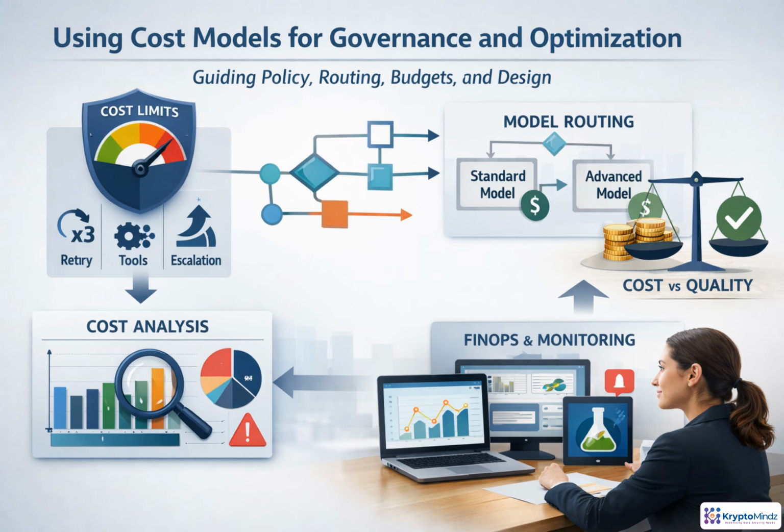Cost models become valuable when they inform operating decisions. Start with guardrails, retry limits, tool call limits, routing rules, and escalation thresholds. Then compare cost against quality, so premium models or extra validation are used only when the value justifies it. Next, rank workflow steps by spend, variance, failure contribution, and quality impact. That ranking shows where optimization will matter most. Finally, connect the model to dashboards, alerts, experiments, and FinOps reviews. Governance becomes continuous, not a one-time spreadsheet exercise.